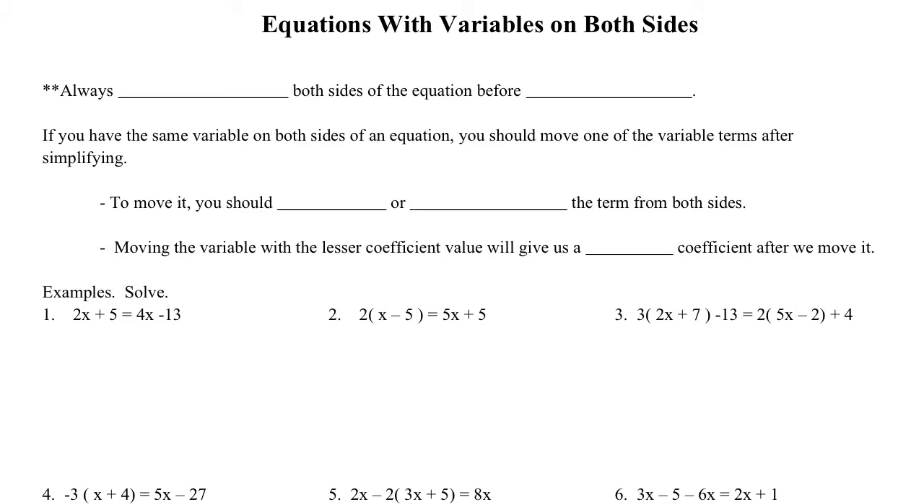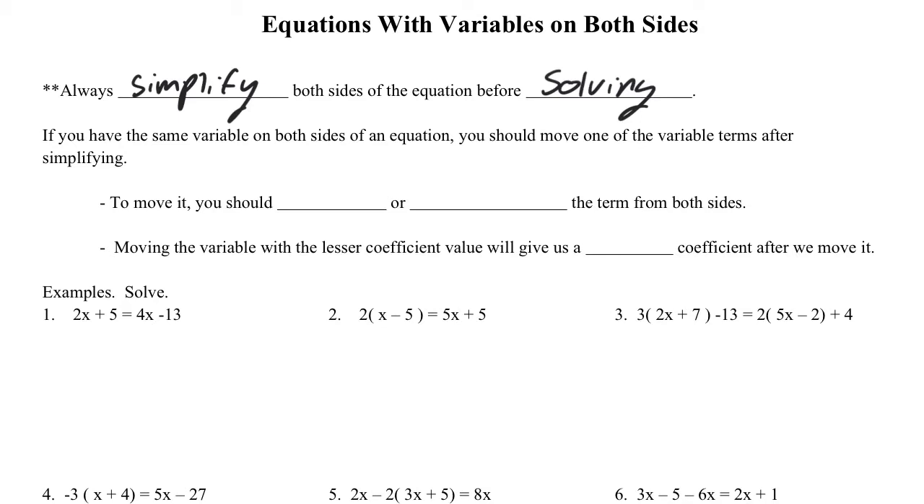So we're going to take a look at solving equations where we have variables on both sides of our equation. Just like before, we want to always simplify both sides of our equation before we start solving for whatever variable we have. When we're moving terms that have variables, we're going to move them in a very similar way that we move just constant numbers.